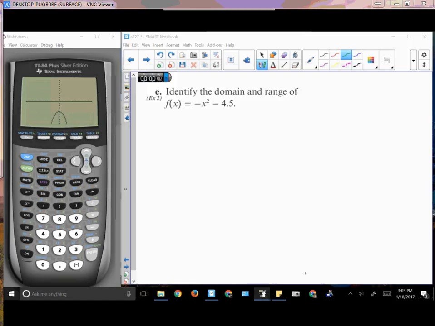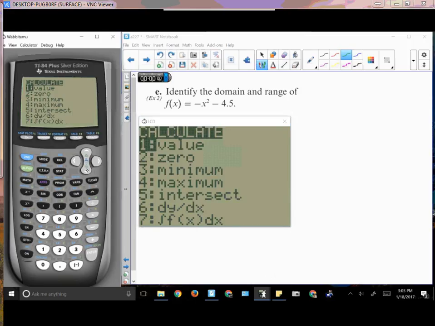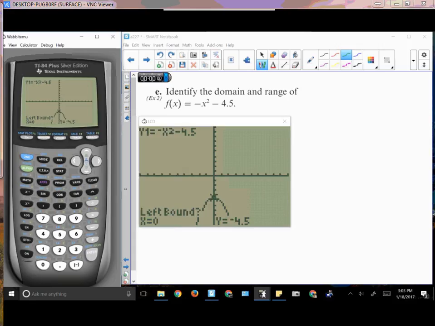So, to do this, I am going to go second, calc, and I am going to go down here to say number 4. Calc is above the trace. Left side. Right side. Enter. Now, it says kind of something weird here, right? I don't know quite what that is.